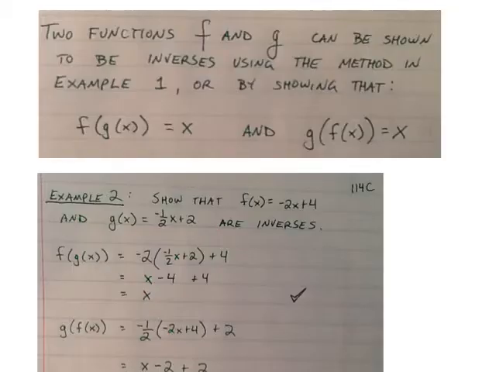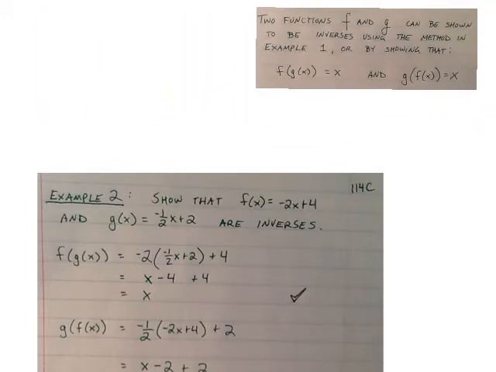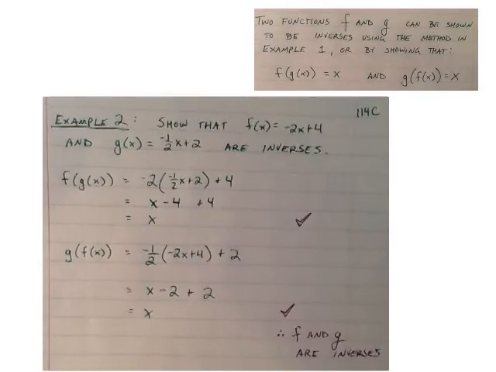Alright, and the final part of this skill is two functions, we'll call them f and g, can be shown to be inverses of one another using the method in example 1. Or we can do that by showing that the composite functions f of g of x is equal to x, and g of f of x is equal to x. I've done that in the next example, example 2.